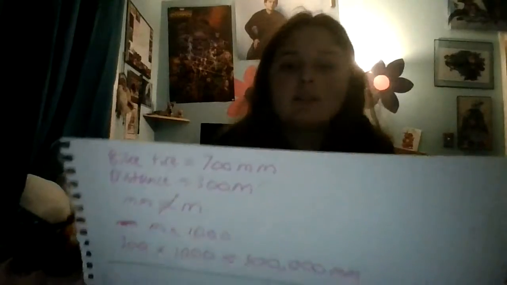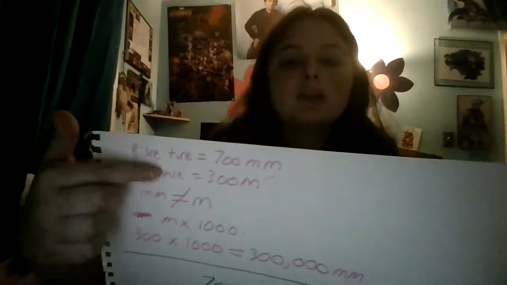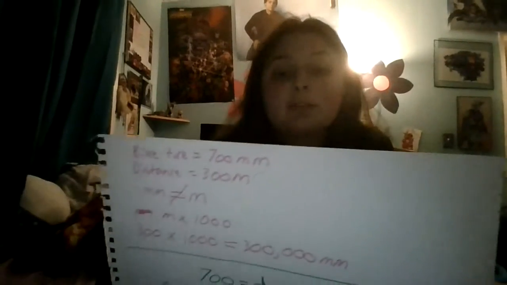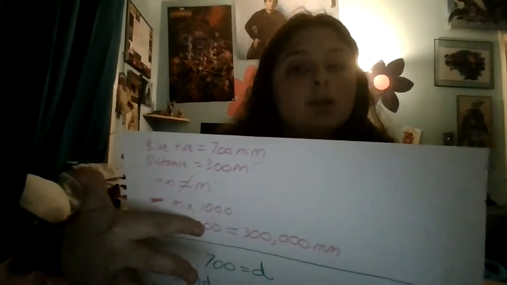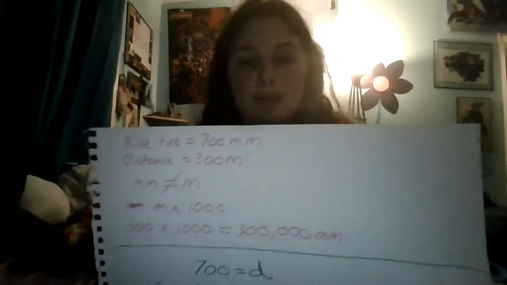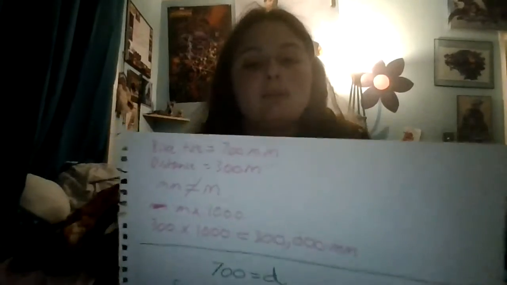So we got some information, so I wrote down the basic information up here, which is really important. And then I realized millimeters and meters aren't equal, so we're going to need to times my meters by 1,000 to get my millimeters, which is 300,000 millimeters.